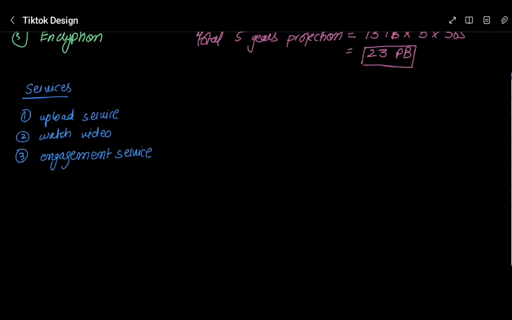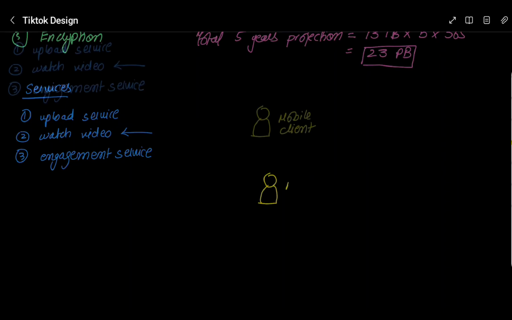Now we can make sure which service would be used in a more disruptive way. And I can easily say that the watch video service would obviously be the most accessed service. So let's just design our user over here, which would be a mobile client. All right.